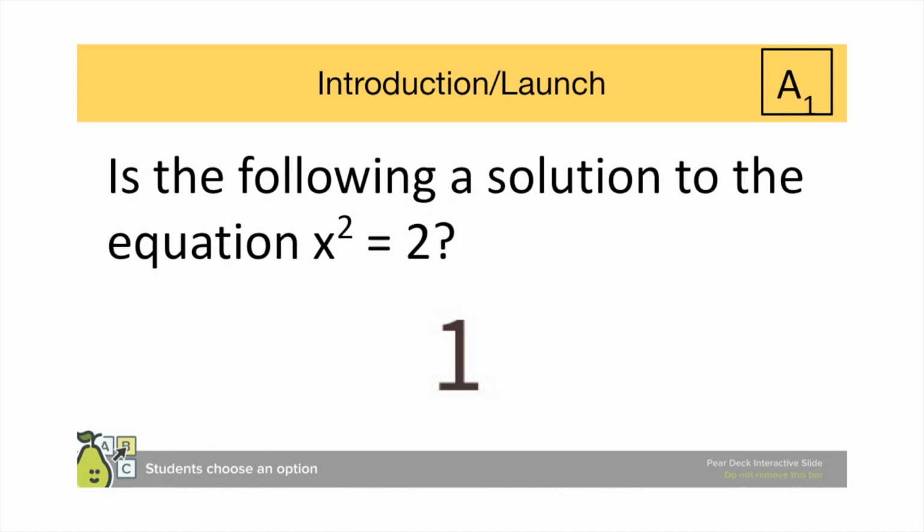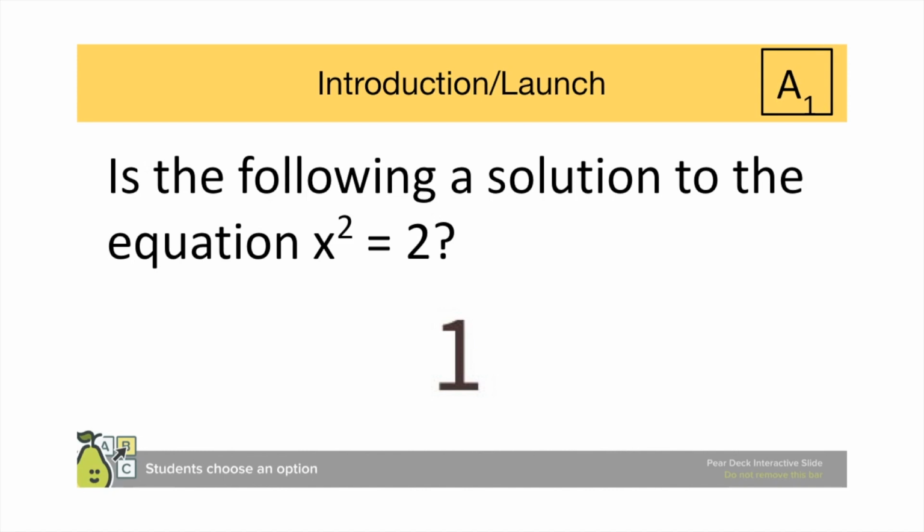In order to support students, you can do the stronger and clearer each time protocol. So after students have had time to think about whether the numbers are solutions to the equation x squared equals 2, ask them to write a brief explanation. Invite students to meet with 2 to 3 other students for feedback. So if you're using breakout groups, this would be a great way of doing that.